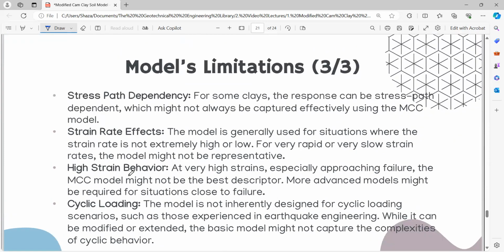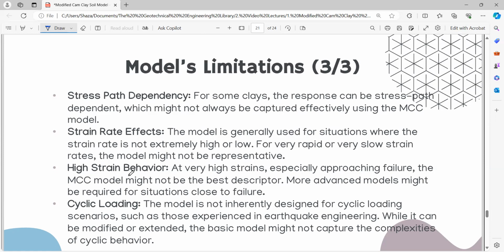The last limitation is the stress path dependency. For some types of clays, the response can be stress path dependent, and in this case, it will not be captured effectively using the modified Cam-Clay model.